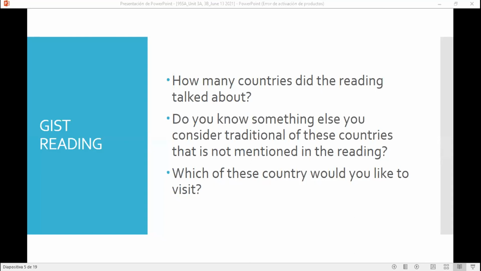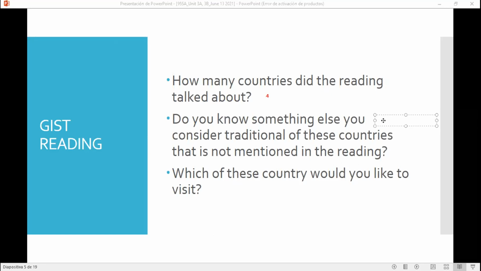¿De cuántos países se hablaba en la lectura? 4, teacher. 4, just 4 countries, right? Do you know something else you consider traditional of these countries that is not mentioned here in the reading? Yes, teacher. There are traditional countries. Okay, there are traditional places and things, right? But do you know something else that it's traditional about those countries?